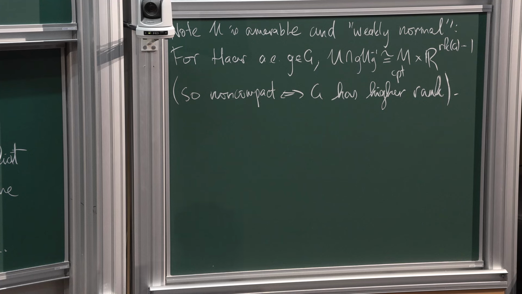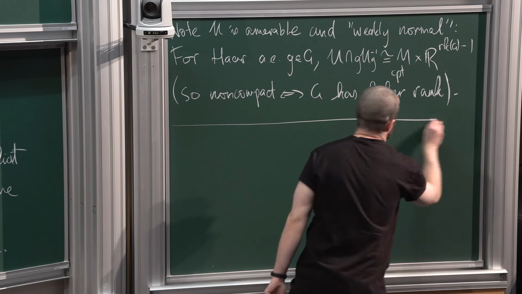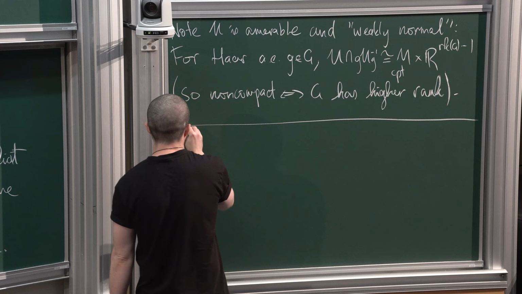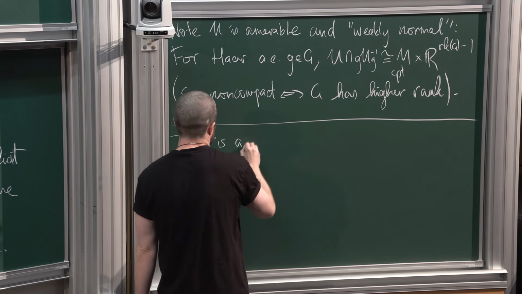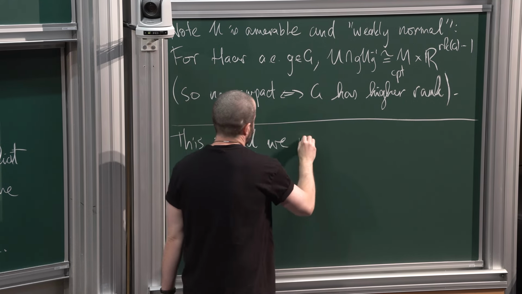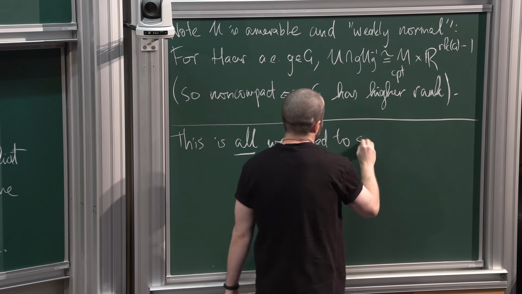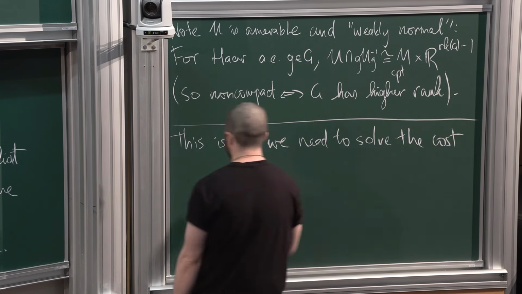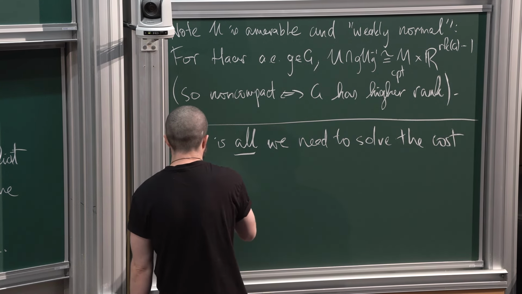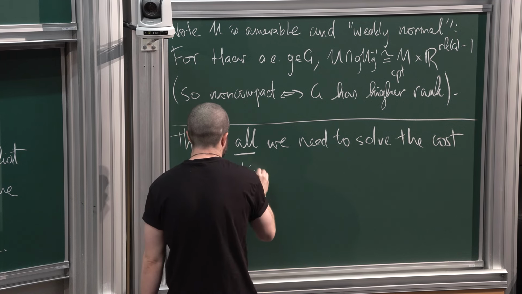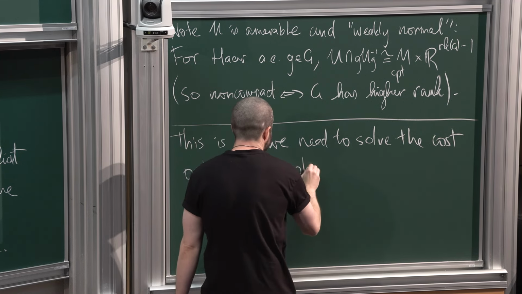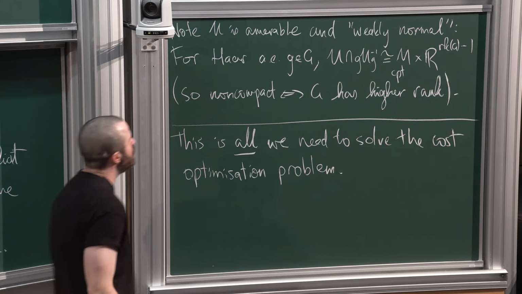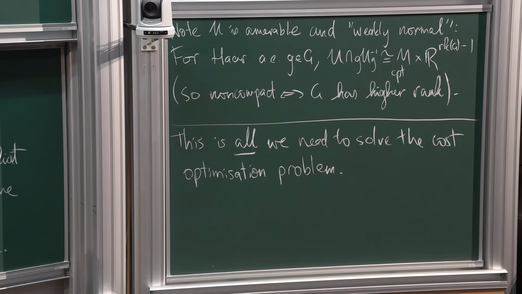OK, so now I have told you everything we need. This is all we need to solve the cost optimization problem. All we need is this magical subgroup, which is weakly normal and amenable, and this mysterious theorem that I proved as part of my PhD.